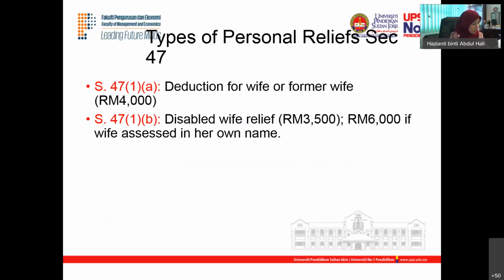wife relief, reduction for wife or former wife. 4,000. Yeah, 4,000. This is the same, 4,000 since 2020, 2019, 2018. Still 4,000. Okay. Maximum 4,000. Madam, is that 4,000 for combined income? For combined assessment. And also checkable wife relief. If he has two wives, can? If so, 4,000 each? 4,000 each.